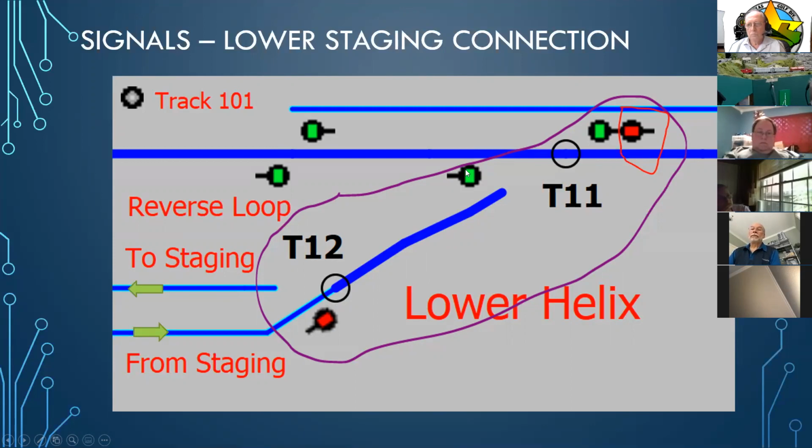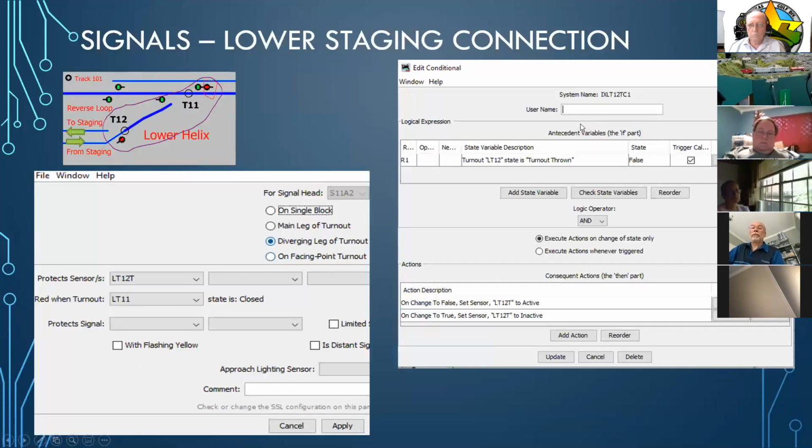And then the same thing here. This signal is green if it can go straight through here, which it is right now. And this signal is red if it can come up from staging, like it is right now, and go onto the main line. Of course, it's red because it's not set for the main line. That requires a special logic. So what I did here, you can see the logic, for T11 and T12.